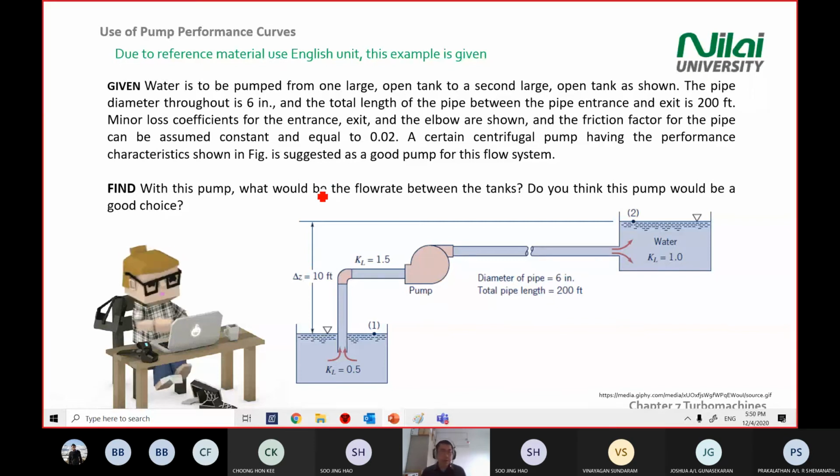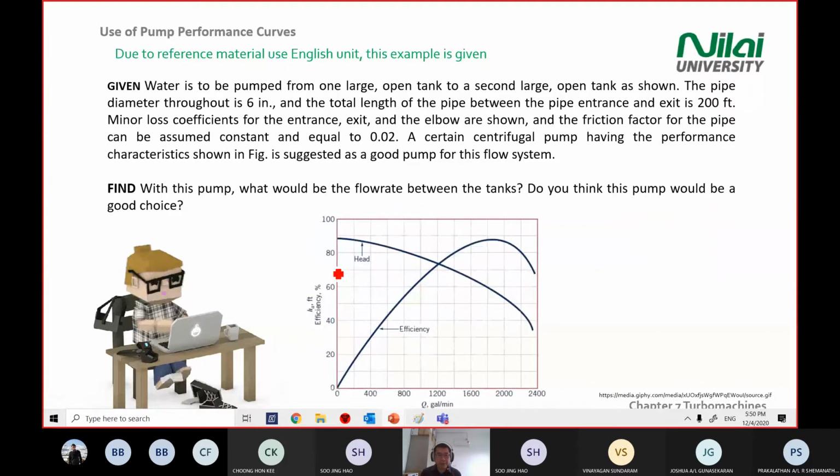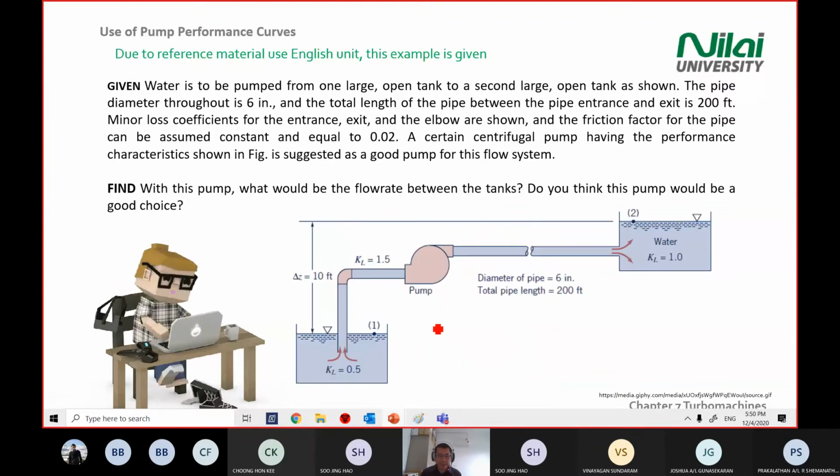Let's say you're given a diagram like that. I will go through this one, and this one was given in imperial unit. However, the concept is still there. Why do I choose this example? Because I don't have any efficiency graph in SI units, so I can only use this example to illustrate what we learned.